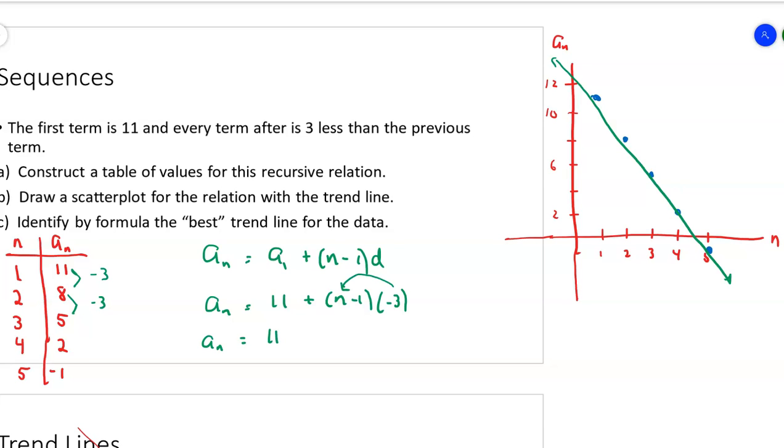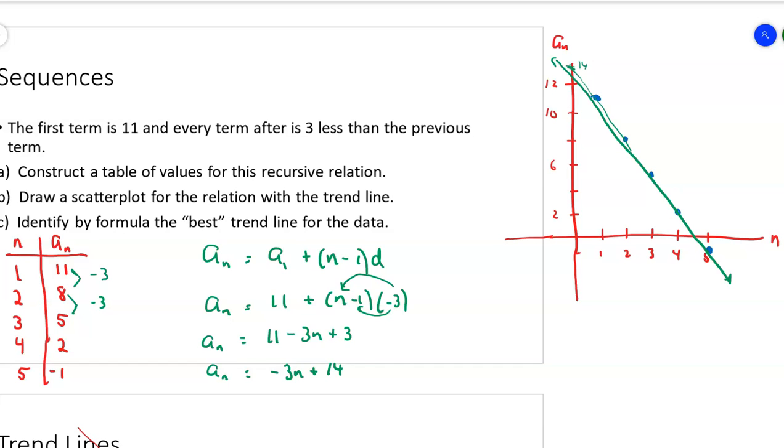Negative 3 times n is negative 3n. Negative 3 times negative 1 is positive 3. And so you get a_n equals negative 3n plus 14. So do you see my graph? The way I graphed it was a little bit below where it should have been, right? It should have been up a little bit higher. And if I'd actually graphed it more like that, then it should cross here at 14.